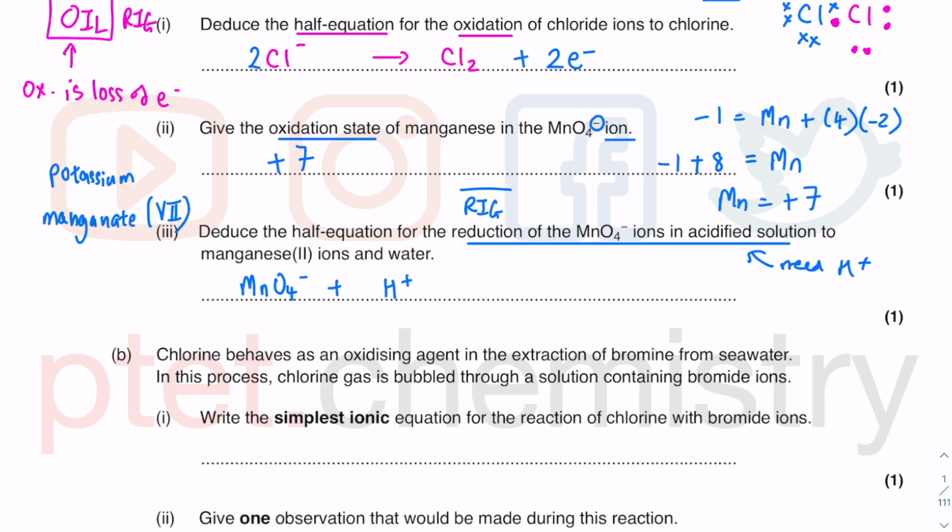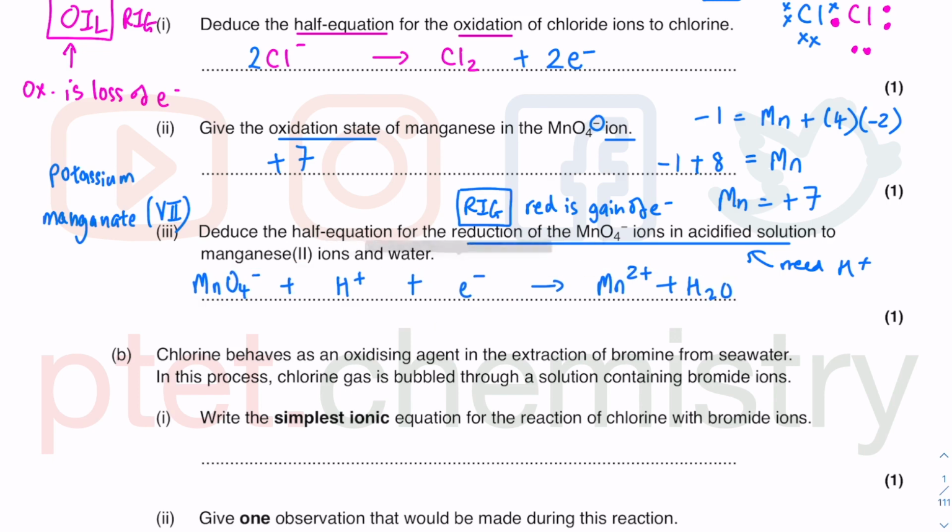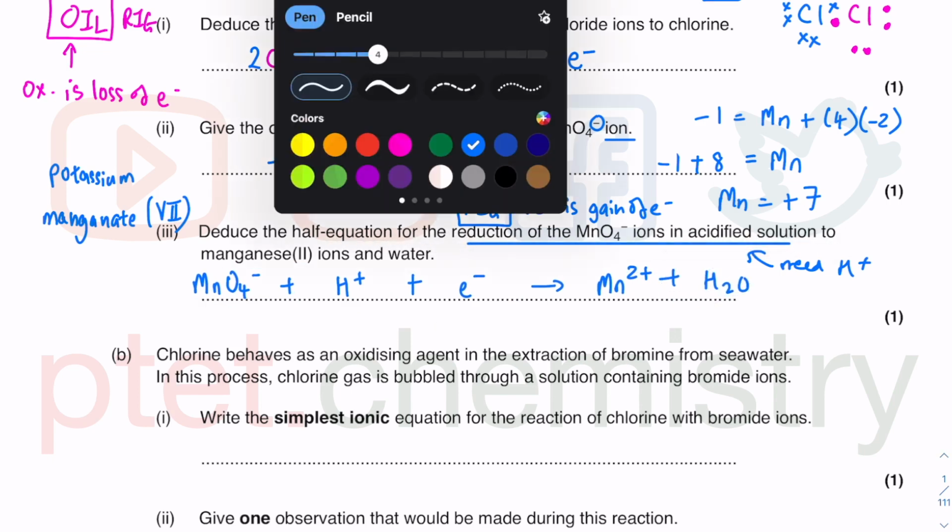So the OIL RIG part of the acronym, as I mentioned earlier, this is reduction is gain of electrons. So we're going to add in electrons on the left hand side. As you gain the electrons, you're going to form Mn2+, manganese 2 ions, as well as water there. So I think we have gotten everything we need. We just need to balance the equation in terms of atoms. First of all, balance the atoms.